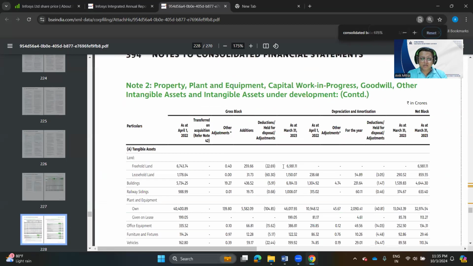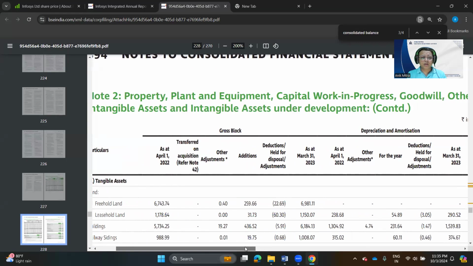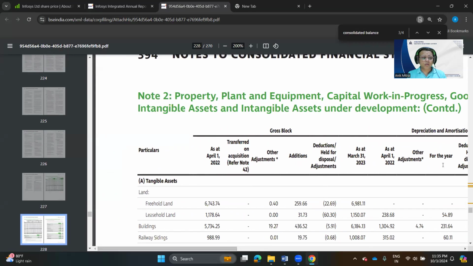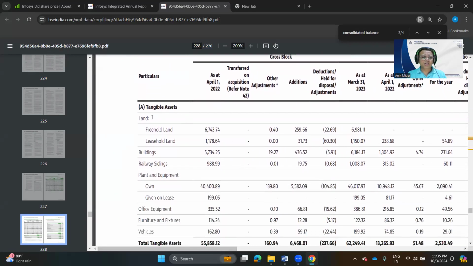This is the property, plant and asset, fixed asset, right? The breakup. See here, what are the line items? Land, tangible assets. See land, pre-owned land, leasehold land. अच्छा, buildings, railway sidings, plant and equipments.